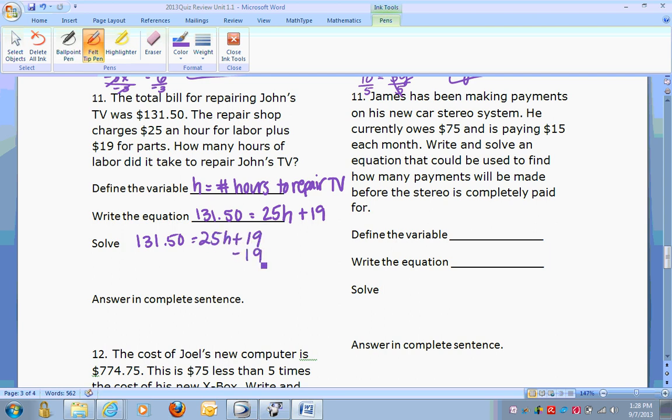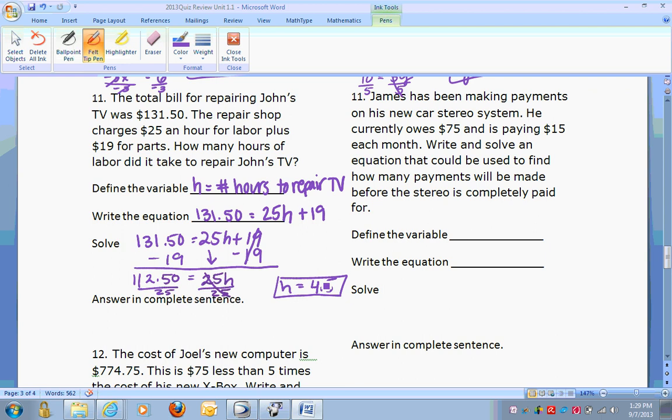So we're going to subtract 19 first. Remember, our whole goal is to get H by itself. That cancels out. We bring down the equal sign and the 25H. 131.5 minus 19 gives me 112.5. Divide both sides by 25. And you end up with H equals, when you divide that out, 4.5.